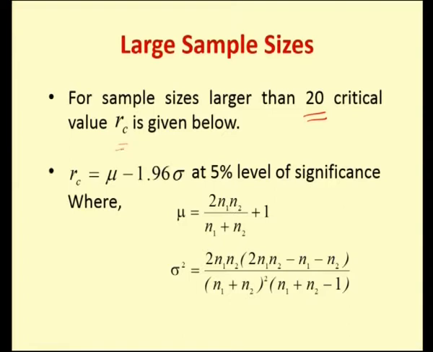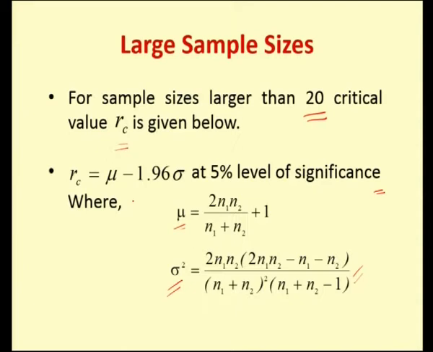The critical value RC is given by RC equals mu minus 1.96 sigma at 5% level of significance. Now how to find mu? Mu can be found using this formula: 2 n1 n2 divided by n1 plus n2, plus 1, where n1 is the size of the first sample and n2 is the size of the second sample. Then you can find sigma squared using this particular formula.